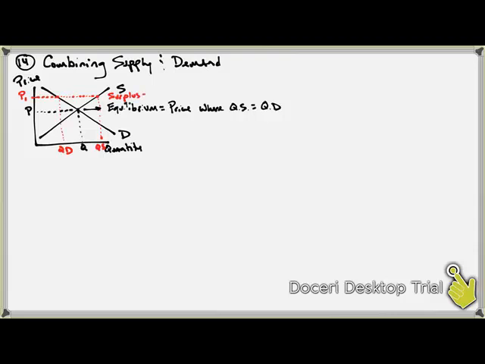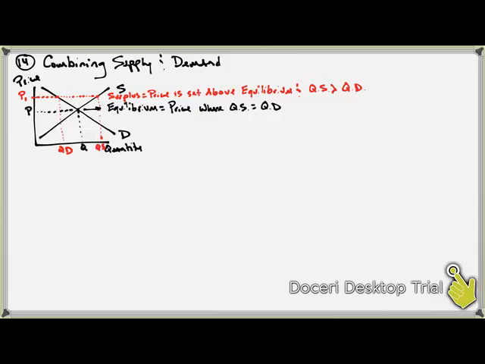So a surplus is equal to, in this scenario, price is set above equilibrium, and quantity supplied is greater than quantity demanded. That's a greater than sign.